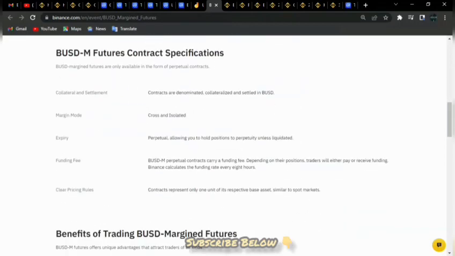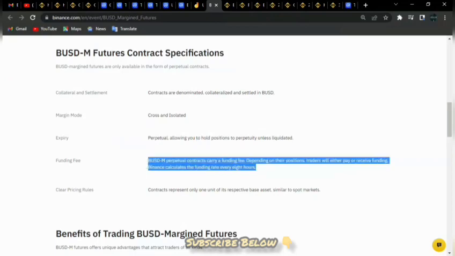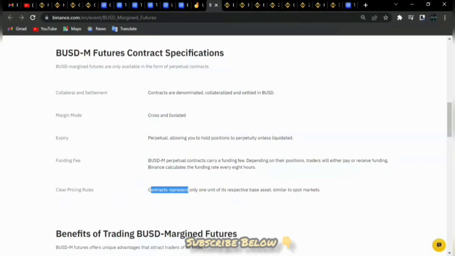And also the BUSD margin features are only available in the form of perpetual contracts, so that's one key feature you also want to know. Collateral and settlement: the contracts are denominated, collateralized and settled in BUSD. The margin mode available is both cross and isolated modes. Expiry date is perpetual, which allows you to hold positions in perpetuity unless liquidated. So this is very cool for users. Then the funding fee: the BUSD perpetual contracts carry a funding fee depending on their positions. Now clear pricing rules: a contract represents only one unit of its respective base asset.